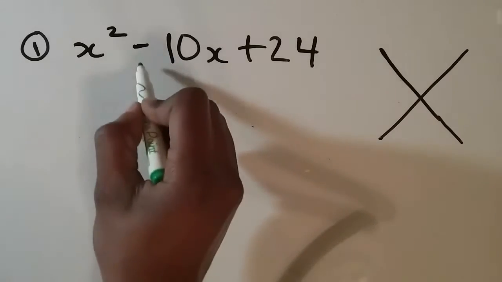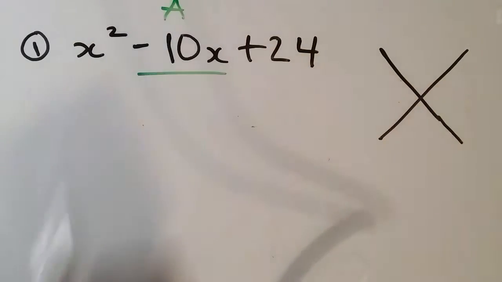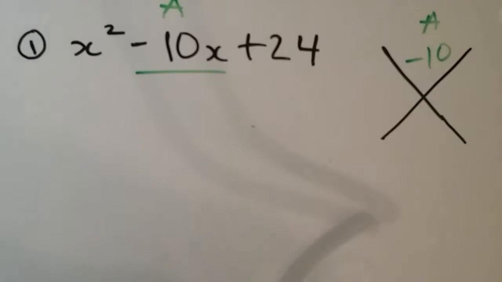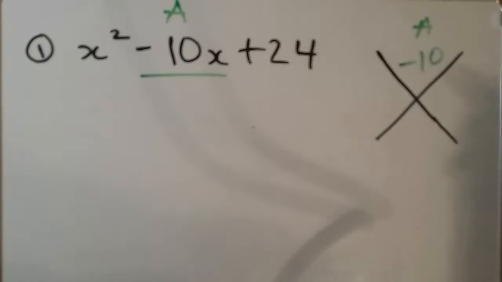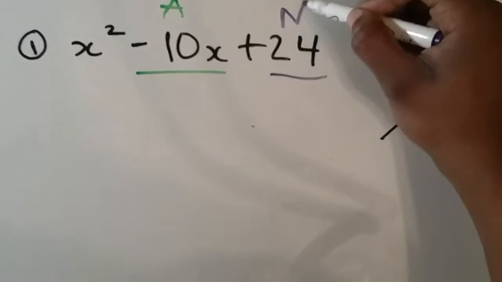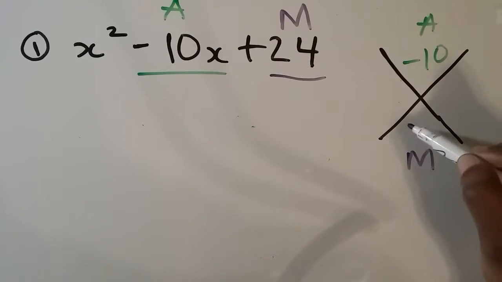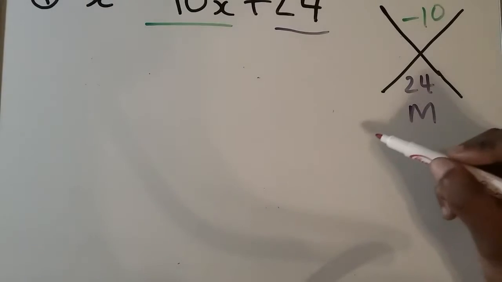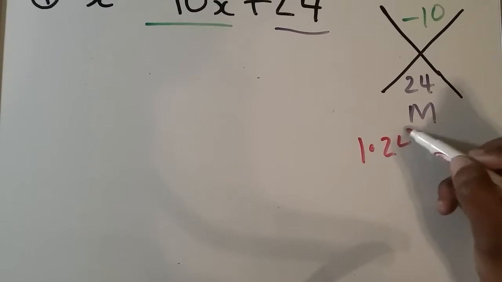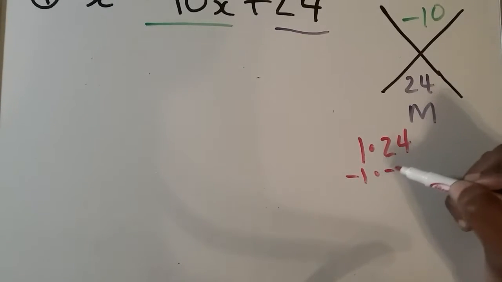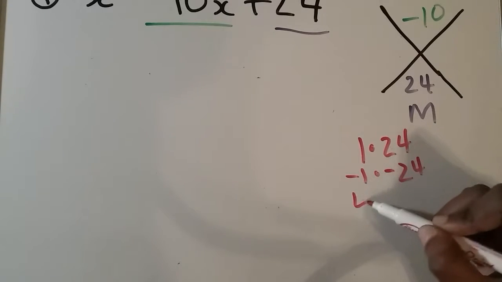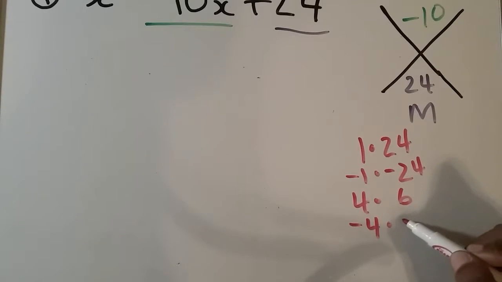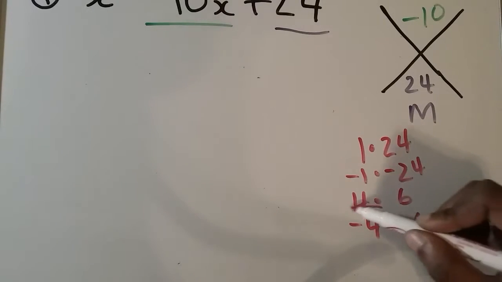Since we're being asked to find the zeros of x squared minus 10x plus 24, we need to find two numbers that add to negative 10 and multiply to positive 24. If you know those two numbers off the top of your head, you can always go ahead and try them. But if you aren't really sure, you can try factors of 24. So in this case, negative 4 and negative 6 add to negative 10 and also multiply to positive 24.